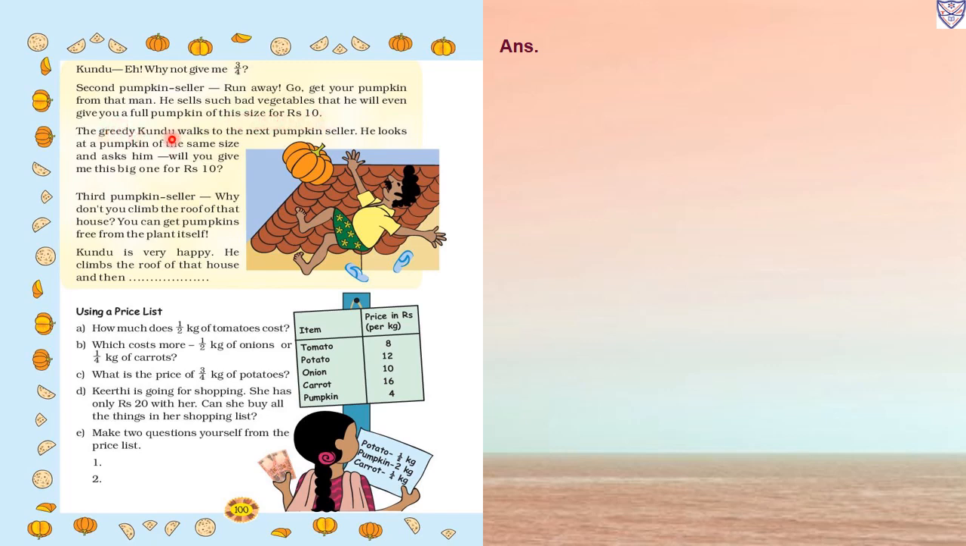Now the greedy Kundu walks to the next pumpkin seller. He looks at a pumpkin of the same size and asks, will you give me the big one for rupees 10? Now the third pumpkin seller says, why don't you climb the roof of that house? You can get pumpkin free from the plant itself. Why can't you climb the roof of that house and get the pumpkin from that tree?